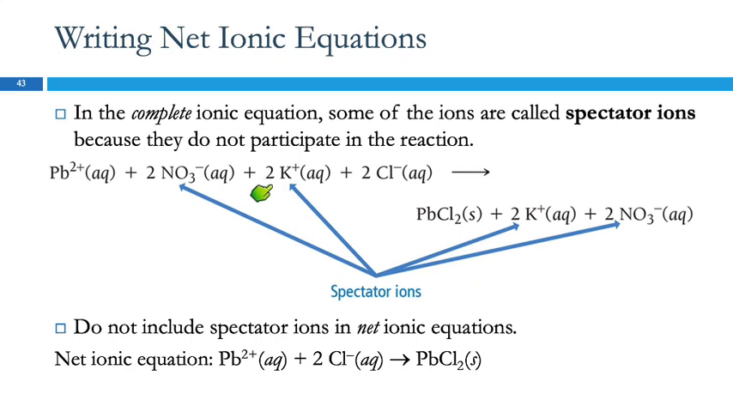Potassium has nothing to do with it. If chloride had come with sodium, we'd still have the same outcome. So we take those spectator ions and we just cross them off. There's 2 nitrates over there, 2 nitrates over here, 2 potassiums, 2 potassiums. And we write down what's left. And this is called the net ionic equation. This shows the chemical reaction that actually occurred. Any questions?